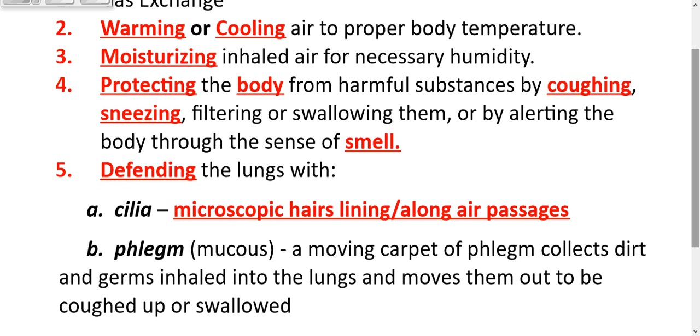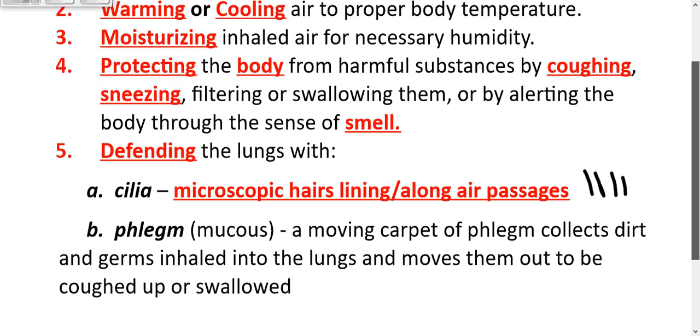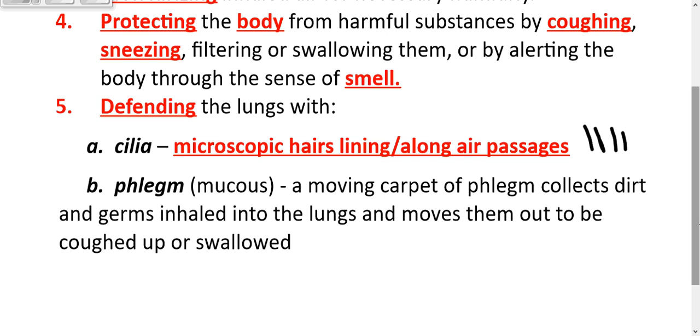So cilia are microscopic hairs lining or along the air passages. These are just tiny little hairs. Again, you can kind of see them inside your nose, and phlegm or mucus. Basically your whole respiratory tract is lined with this moving carpet of phlegm. It's sticky, so it collects dirt and dust and germs that are inhaled. It collects them hopefully before they get to the lungs, and then it will kind of beat them out and either cough them up or swallow them before they get into the lungs.